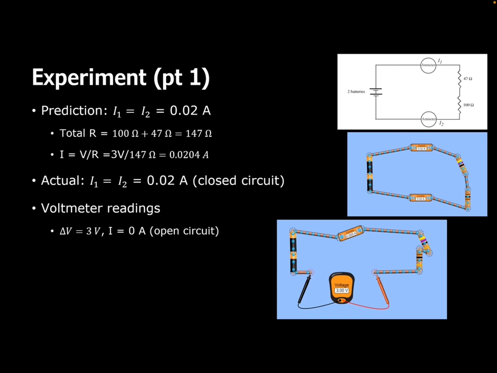And then we used the voltmeter, and with this voltmeter the potential difference was equal to 3 volts. And then the current is equal to 0 amps just because it's an open circuit, as you can see on the bottom picture there. It's not a full loop, so there's no current flowing through the circuit.